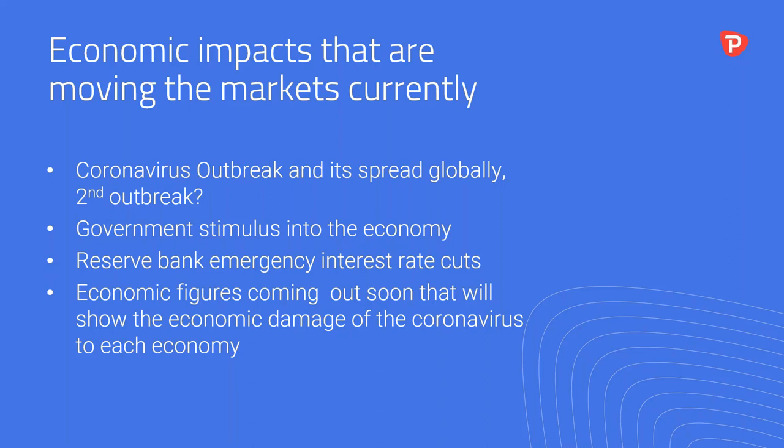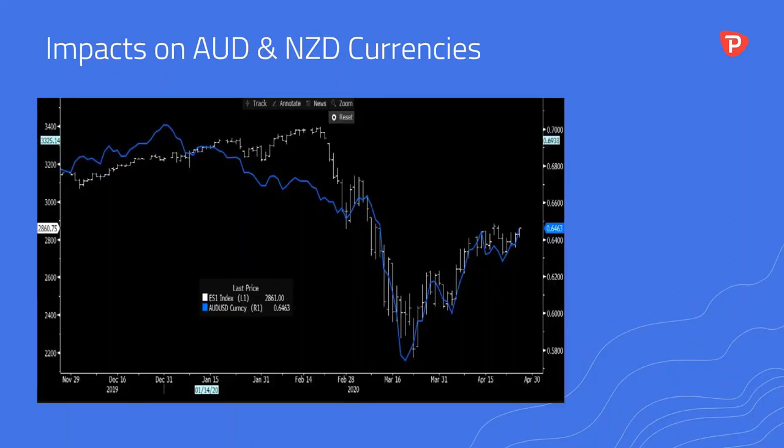You must be on top of your economic news. Make sure you're doing that. Of course, Reserve Bank's emergency interest rate cuts, a lot of those are already done. It's hard to cut past zero, but some economies have done it. But you do want to be aware of those kinds of economic events. And of course, the figures are starting to come out. So be warned with those figures.